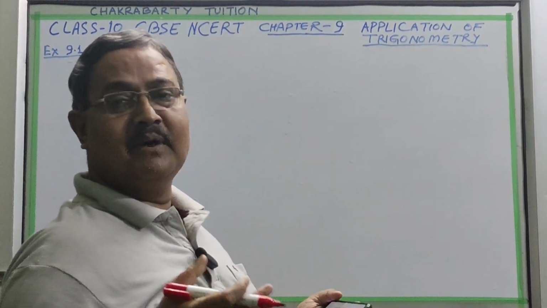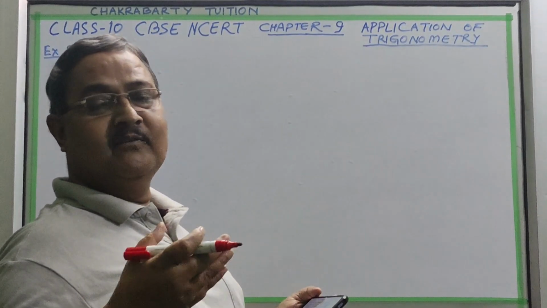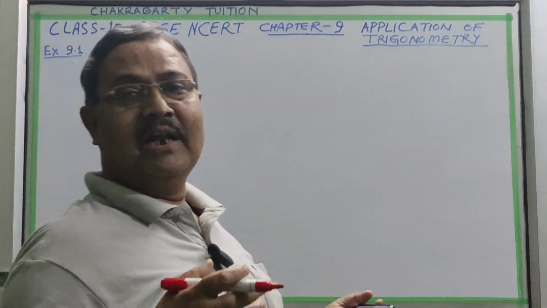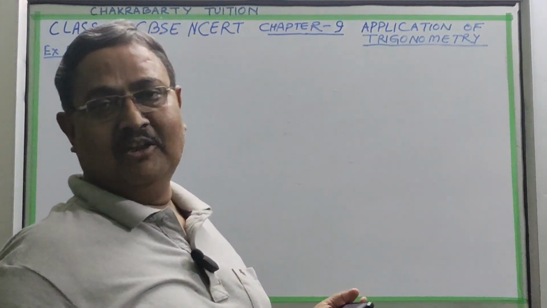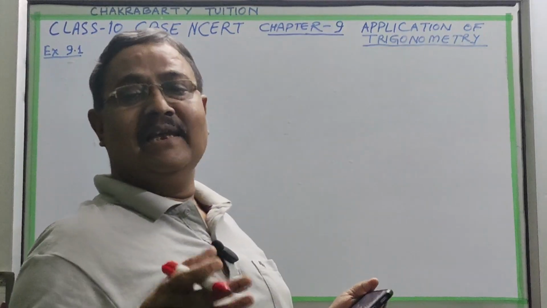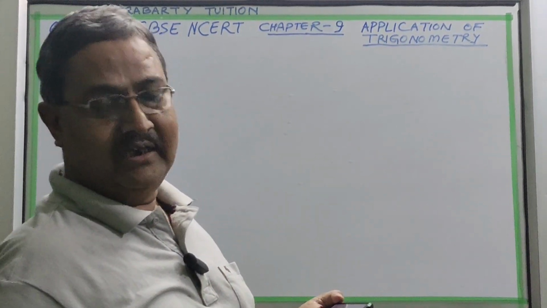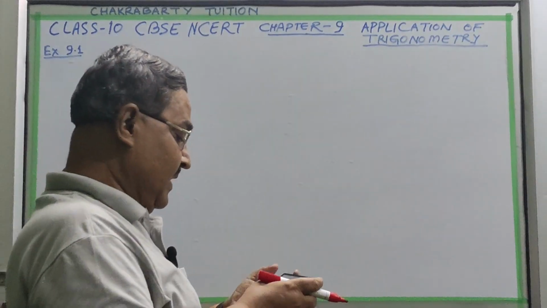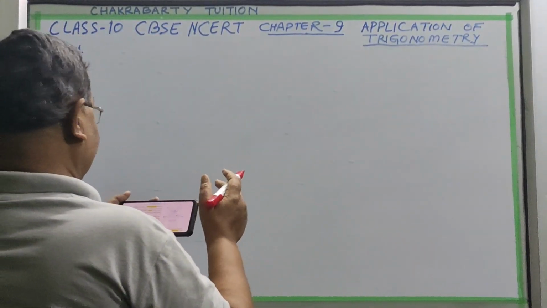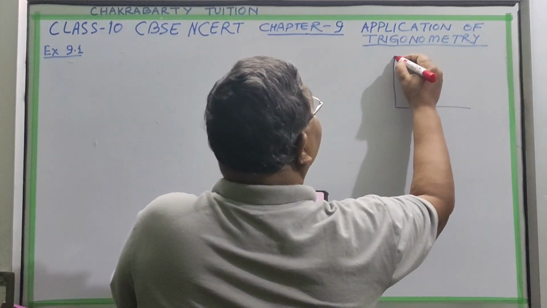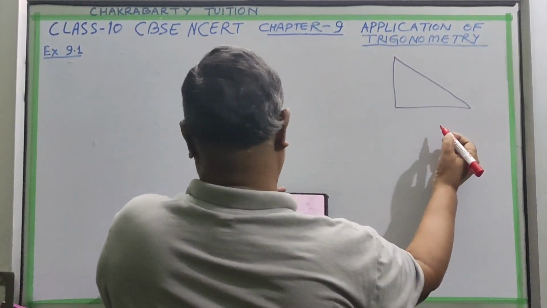From question number 1 we are starting, and you will see that these questions we cannot solve in geometry or algebra or Pythagoras theorem. That's why trigonometry is necessary for our daily life. Daily use also it is important. So question number 1 we are starting. One diagram is given.